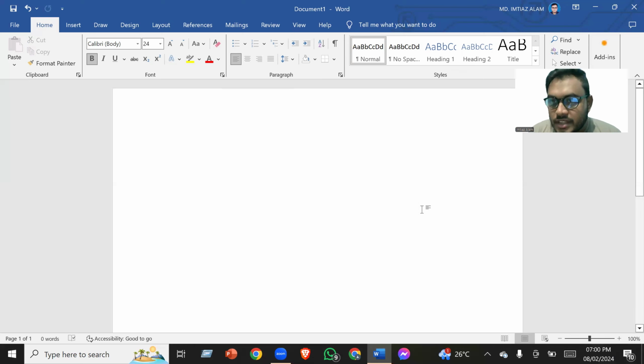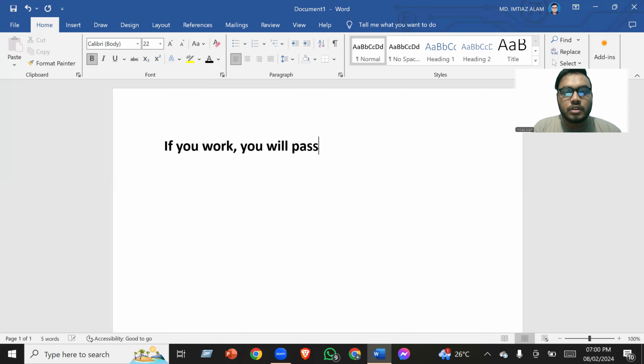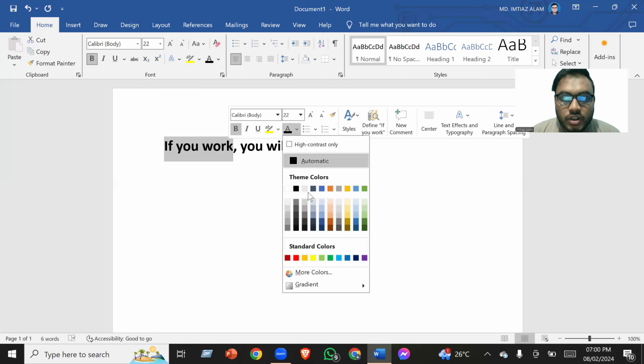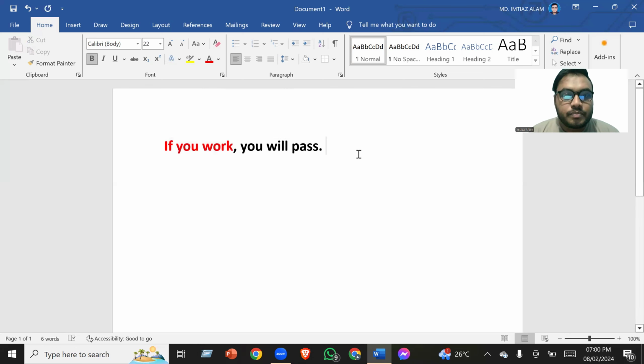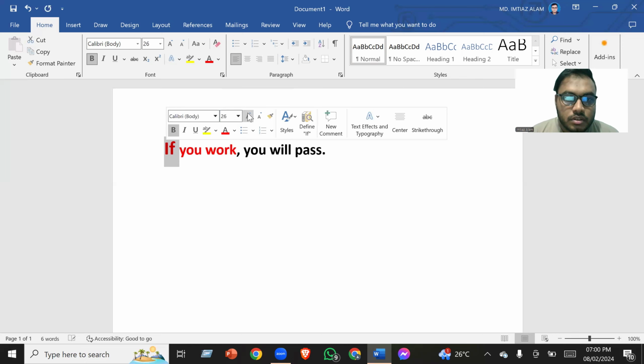Now we are going to the next segment, and that is if. I have written this sentence again: if you work, you will pass. You can see there is more than one clause, and the first clause is a subordinate clause. Why is this a subordinate clause? Because we can see this word being the clause marker.